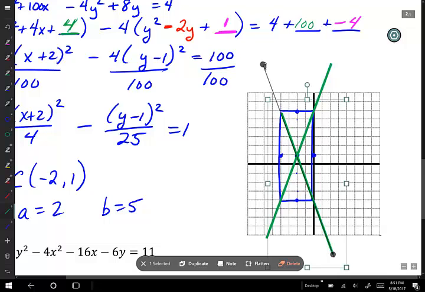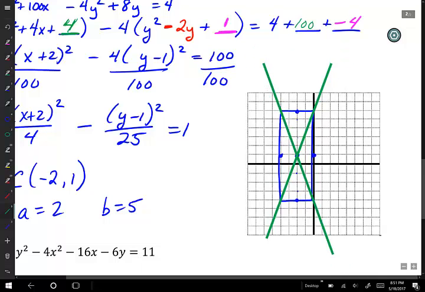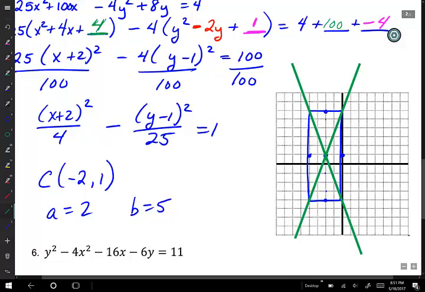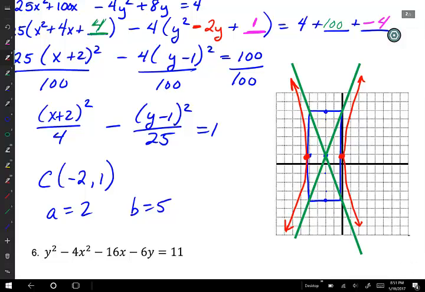Here we go, there's our asymptotes through the corners. And now since the x's come first, it's going to go sideways, starting there and approaching the asymptotes. The only real part of the graph is the red part, not the blue, not the green, but just the red. That's the only real part of our hyperbola.